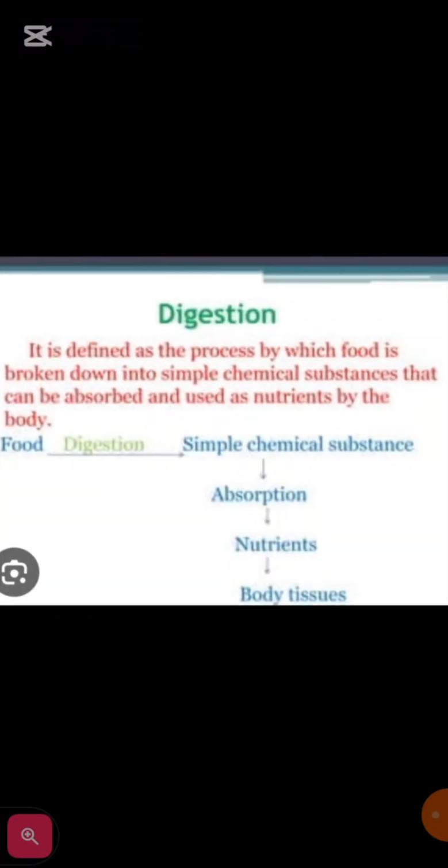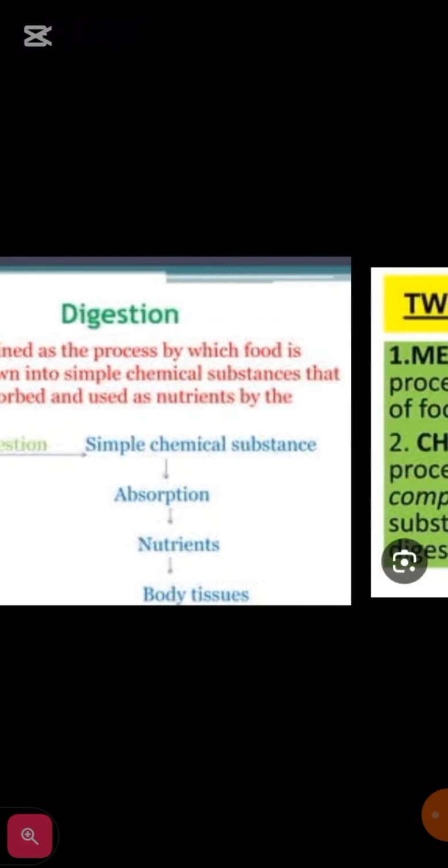So, digestion is the process by which food is broken down into simple chemical substances that can be absorbed and used as nutrients by the body. It means that after digestion, the food is converted into simple chemical substances. These chemical substances are absorbed into the blood, and blood carries these nutrients towards the body cells or tissues, and then our cells use these nutrients and we get energy from these nutrients.